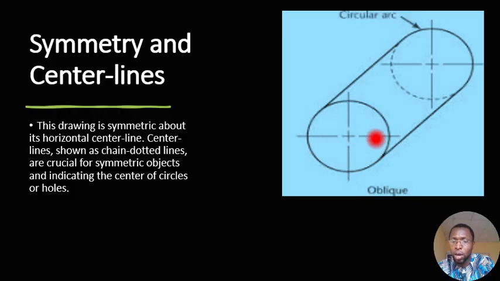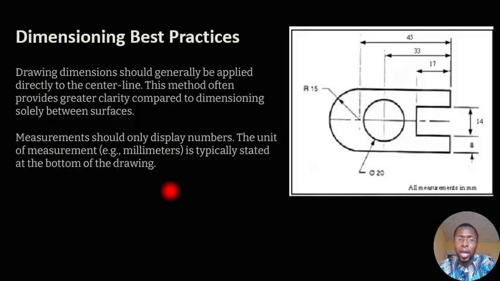So the horizontal center line helps in dividing an oblique object into equal halves. So the center line plays an important role, and one of the major roles is to help us indicate the center of circles or the center of holes. Aside from that, we also use the center line for dimensioning.